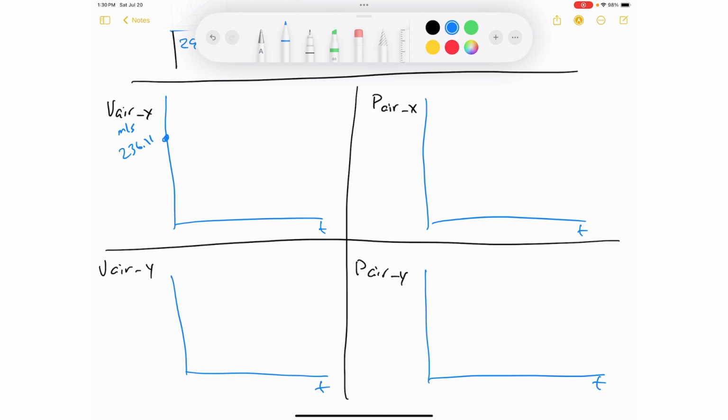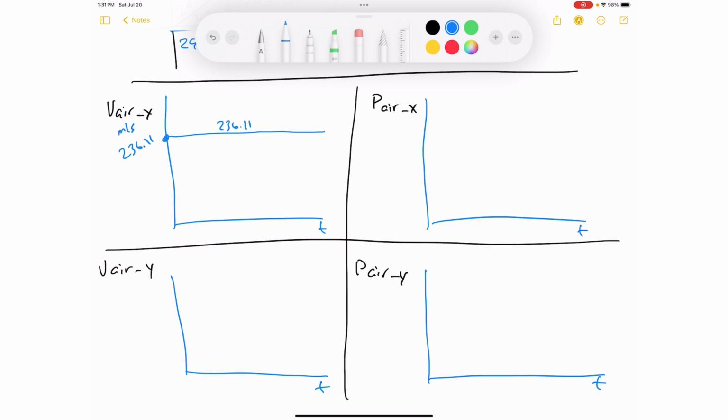Now, is it changing? No, it's not. The airplane is going at a constant speed, so you're just going to draw a flat line, because this line represents the velocity, and because the acceleration is zero, there's no slope on it. So the equation of this line is just 236.11.